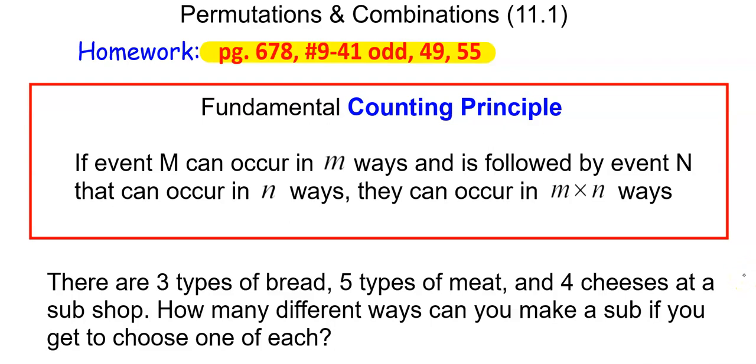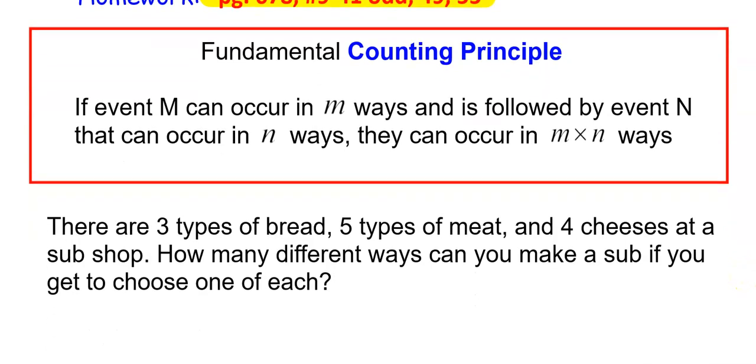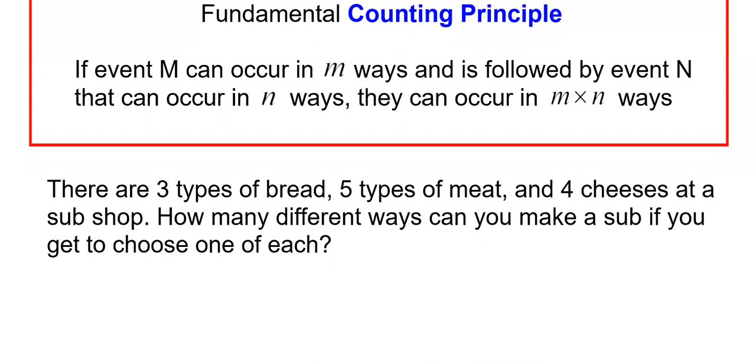So this is a pretty typical example of the counting principle. It says that if there are three types of bread, maybe at a Subway place or something, five types of meat, and four cheeses at a sub shop, how many different ways can you make a sub if you get to choose one of each? So this might be obvious to you. It might not be obvious to you. Some people can kind of think this way.